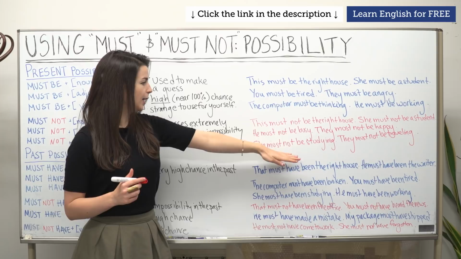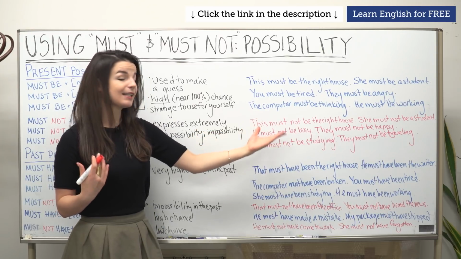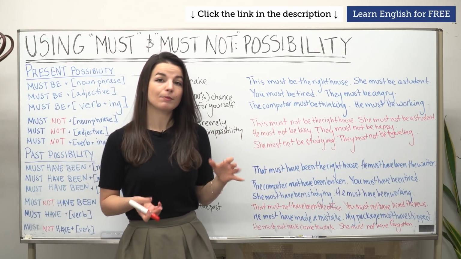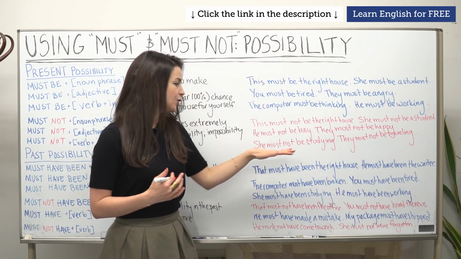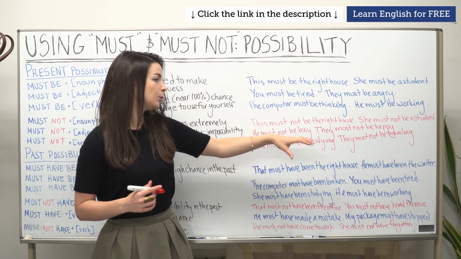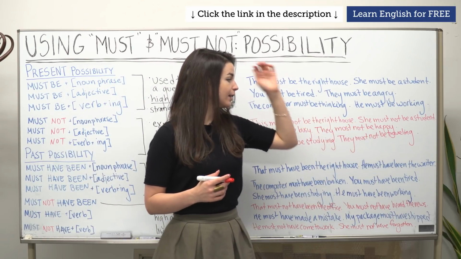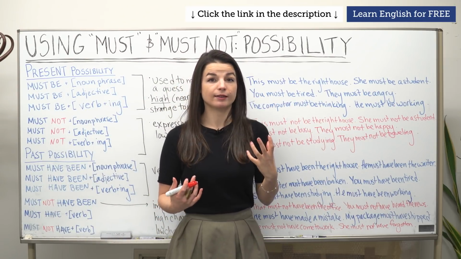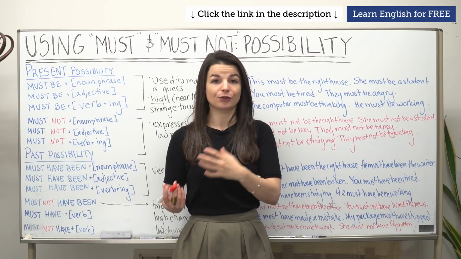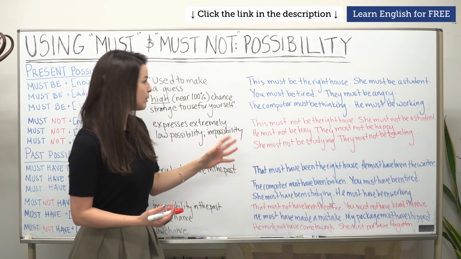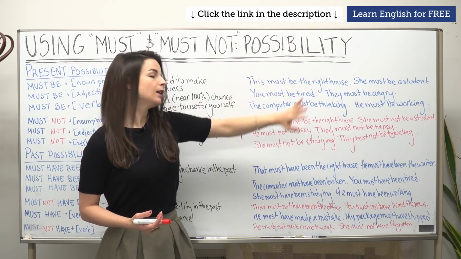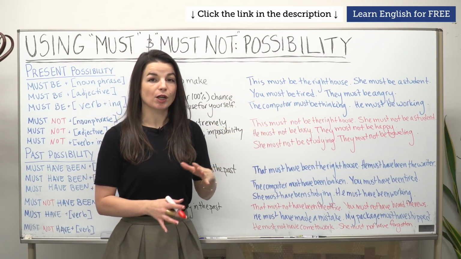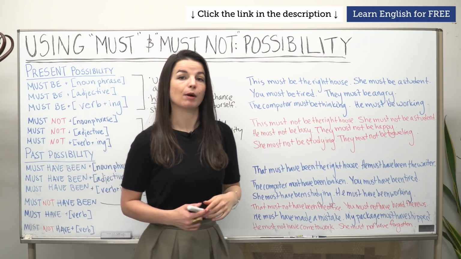To move on to the final pattern, she must not be studying. So at this point in time, there's a very low chance she is studying. Very low chance. She must not be studying. One more. They must not be traveling here. So again, low chance that these people in the sentence are traveling. So please just keep in mind, positive statements express high possibility. Negative statements express low possibility or near impossibility.